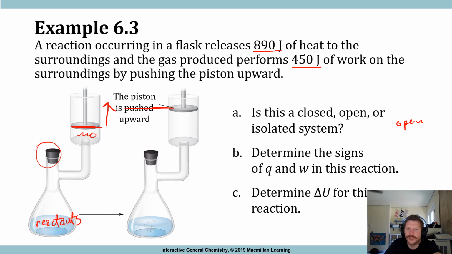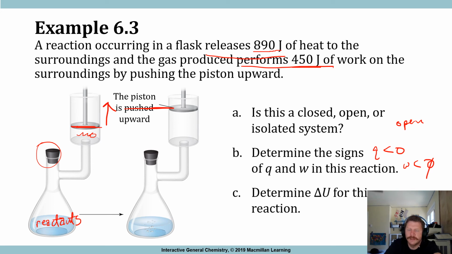Determine the signs of Q and W for the system. Our heat, and we're given this information, it releases 890 joules of heat. Our Q is going to be less than 0, and our W, we're performing work, 450 joules of work, our W is going to be also less than 0.